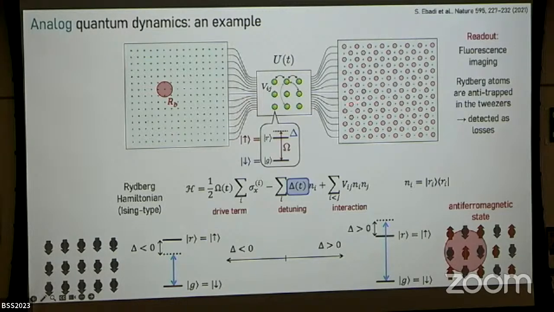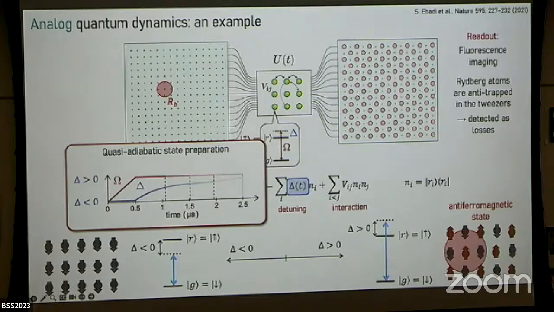So we can do this in the experiment, but how do we get to this state? How do we prepare it? How do we initialize the many-body system in this state? We typically use a quasi-adiabatic state preparation. So here, it's a clear example of what these analog quantum dynamics mean. We have a few knobs in the system that we can tune, and we tune them continuously to do this quasi-adiabatic state preparation. And in particular, what we do here is the following.